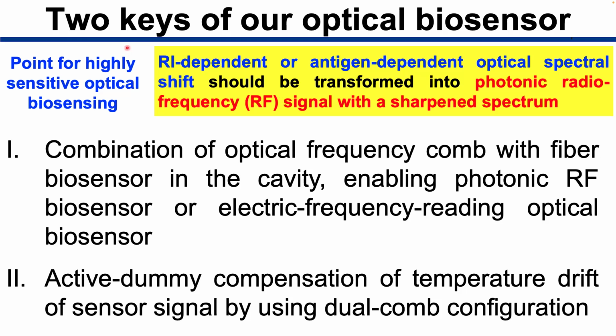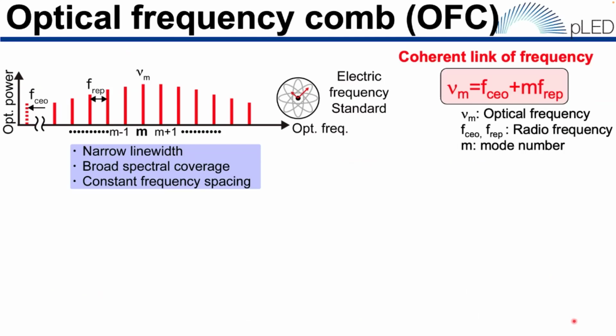To this end, we introduced two keys in optical biosensors. The first key is the combination of the optical frequency comb with a fiber biosensor in the cavity, enabling a photonic RF biosensor or electric frequency reading optical biosensor. The second key is the active dummy compensation of temperature drift of sensor signal by using a dual comb configuration. But why do we use the optical frequency comb or OFC?